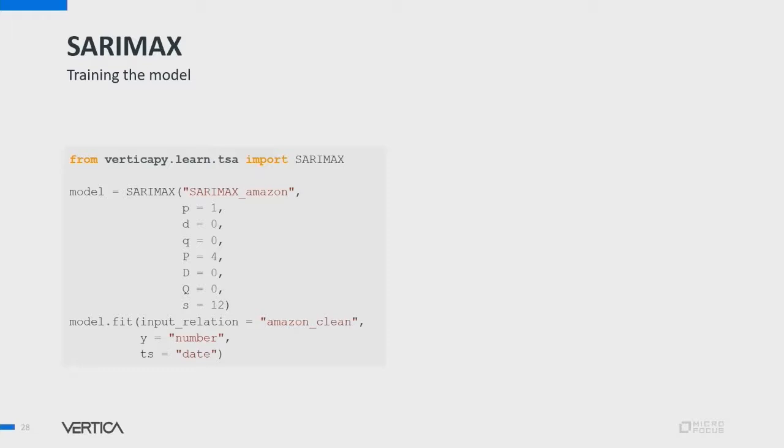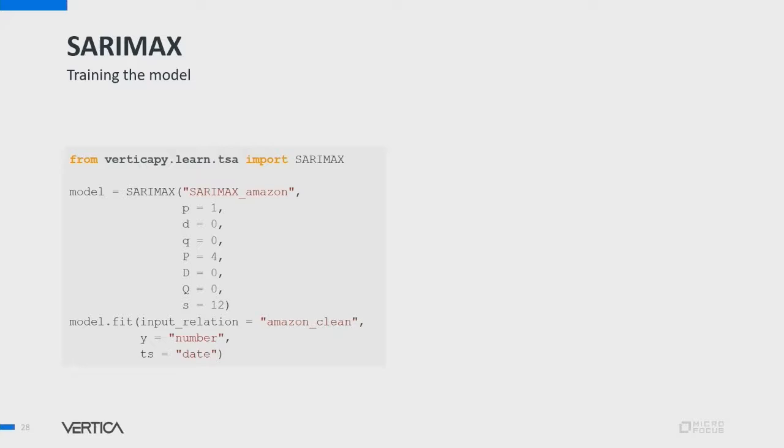Just have a quick look at the script. It's again verticapy.learn.tsa. You can import SARIMAX from there, and SARIMAX means you can actually just do the ARMA component or ARIMA component or the seasonal by providing the right values. So here we're providing it the P value, the D, the Q, and by that we create a model for SARIMAX. Here you would see in the script, it's pretty similar to what you saw in the SQL script. You have to mention Amazon clean, that's the relation from which we are taking this. Y is the number and TS is the date. So those three things that we saw in the SQL script are pretty similar here.